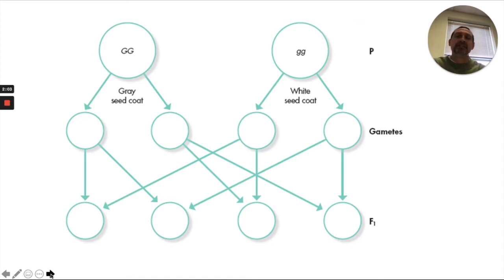The law of independent assortment tells us that the gray seed coat trait does not influence other traits. So if we distribute these alleles through the process of meiosis, we get something that looks like this, big G as the gametes. And then as those gametes fertilize, then we have the heterozygous combination, big G, little g.